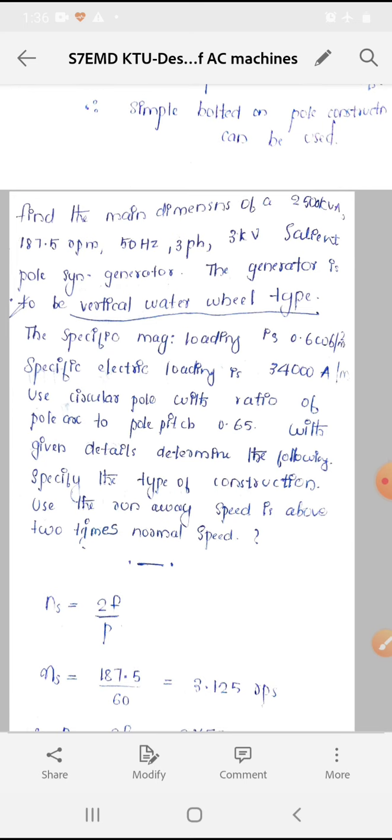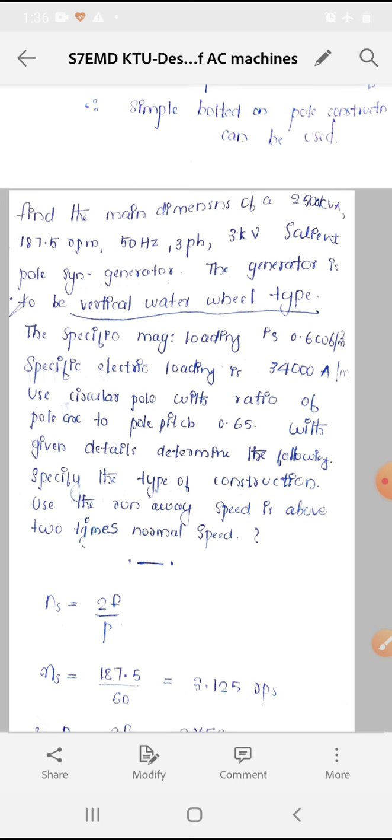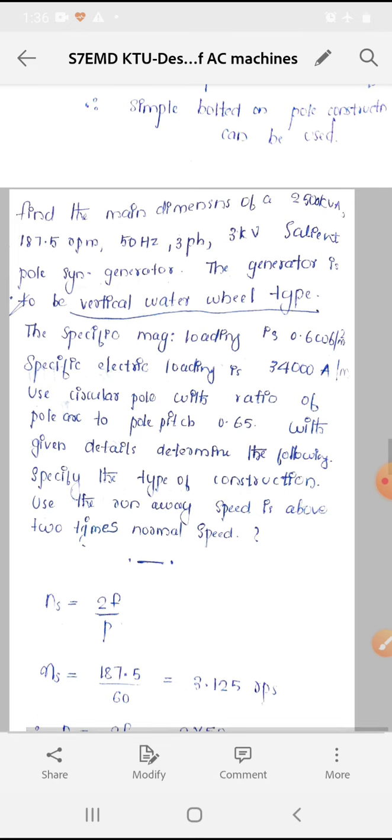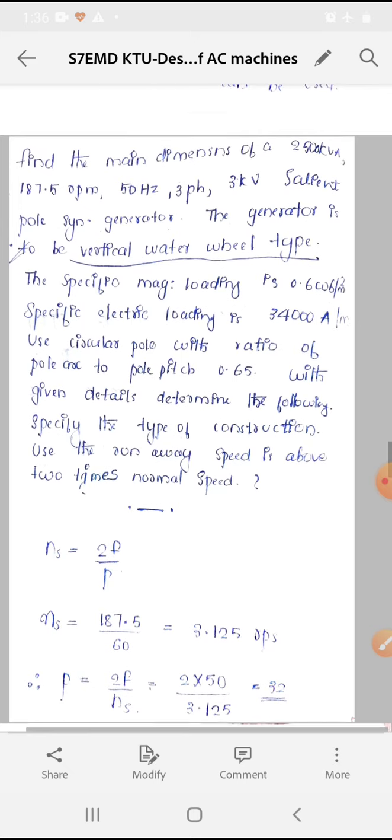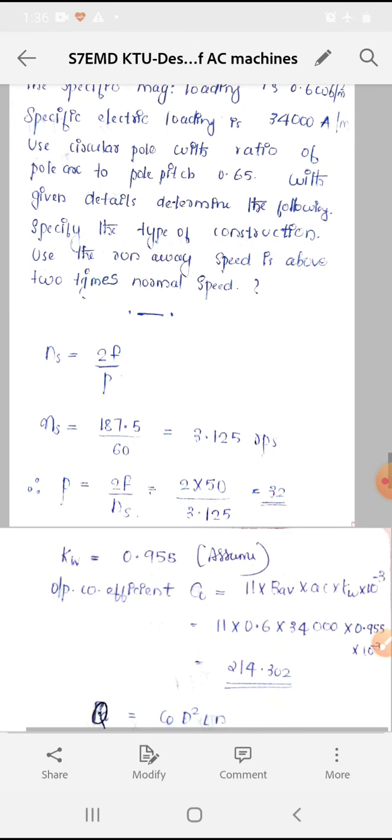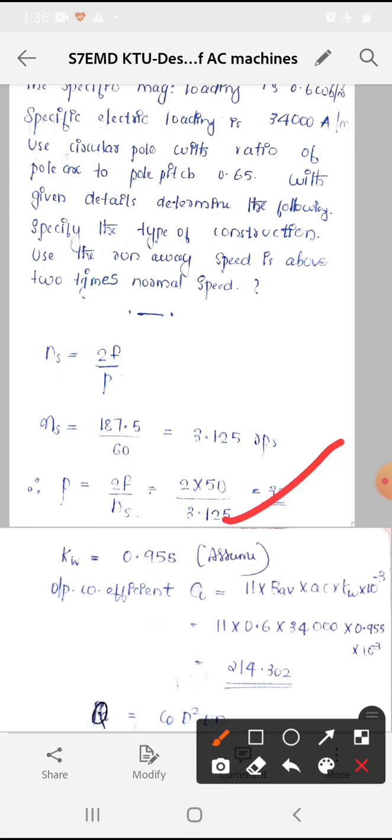Specify the type of construction. Use the runaway speed is about 2 times normal speed. So first we have to find out the main dimensions capital D and L. Also we have to find out the type of constructions. So first we found out the speed in RPS. Then we found the number of poles and we assumed the Kw as 0.955.